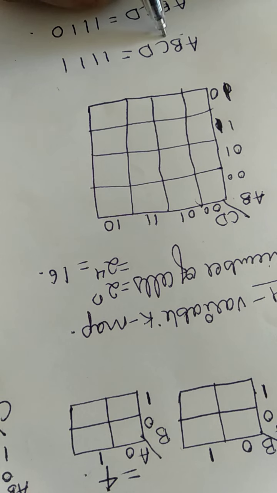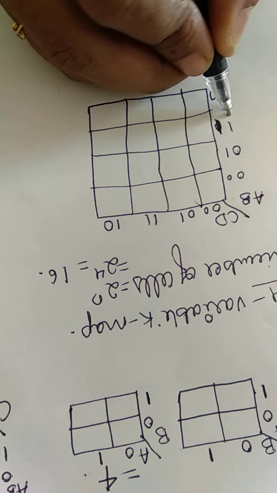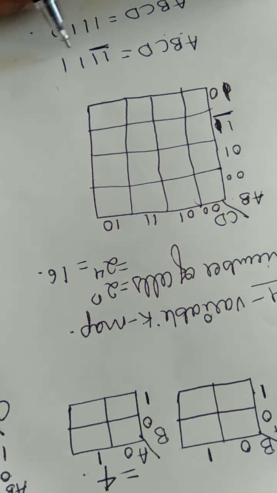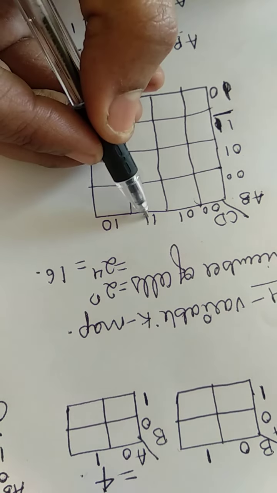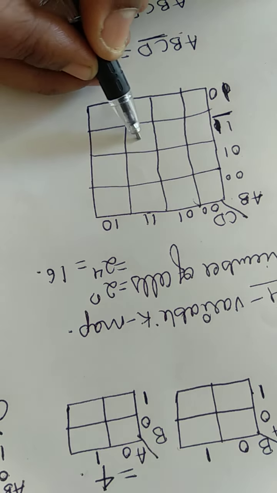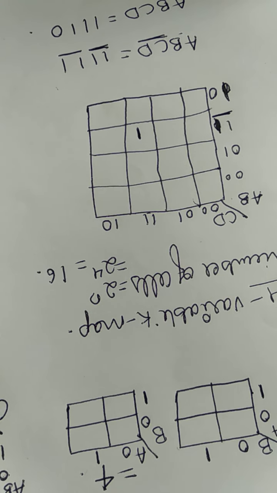So value of AB is 1, 1. Then the value of CD is also 1, 1. So the value of CD is 1, 1. So there we have to write a 1.